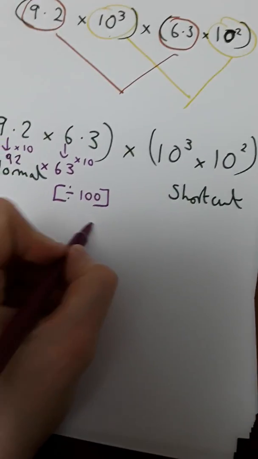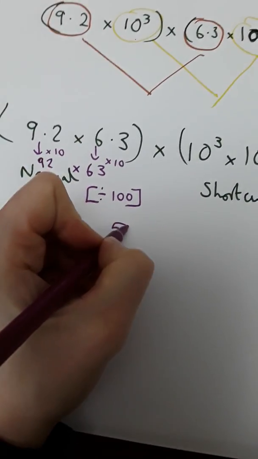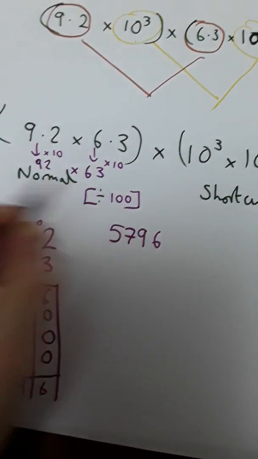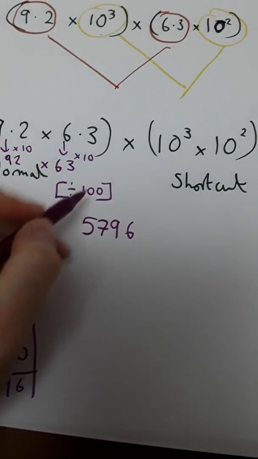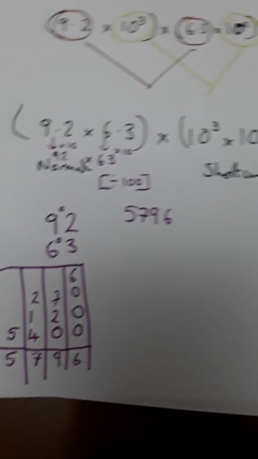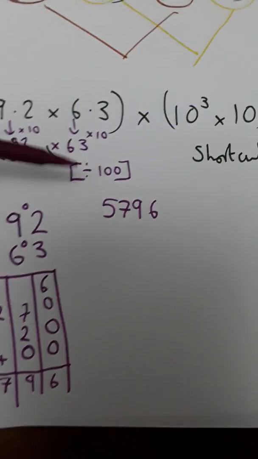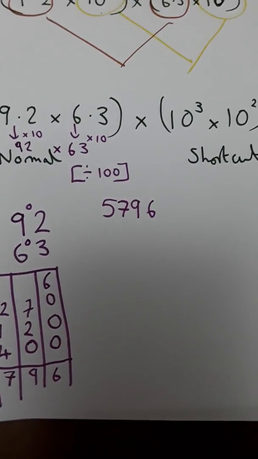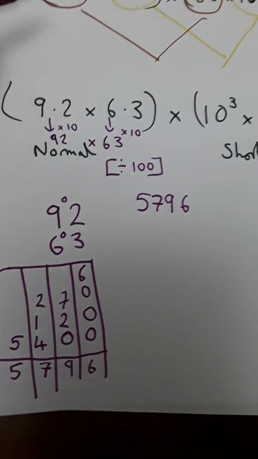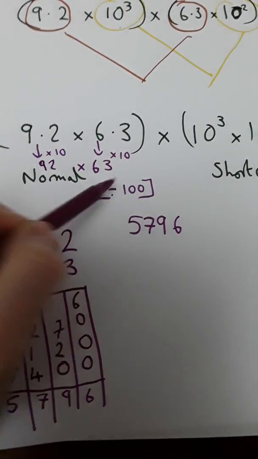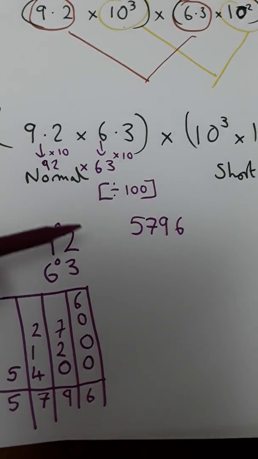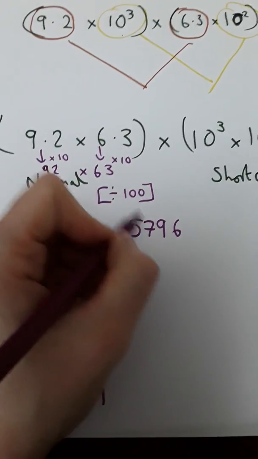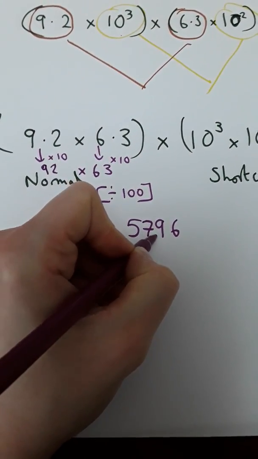But remember that I've got 5, 7, 9, 6, and I've got to divide it by 100. Now notice whenever I do any calculations where I've done a manipulation, I always make a note of it so I don't forget. It's so easy to do this huge sum and then forget, so always put it in square brackets to remind yourself that it's something you have to sort. So if I'm dividing this number by 100, my decimal point is going to be here.